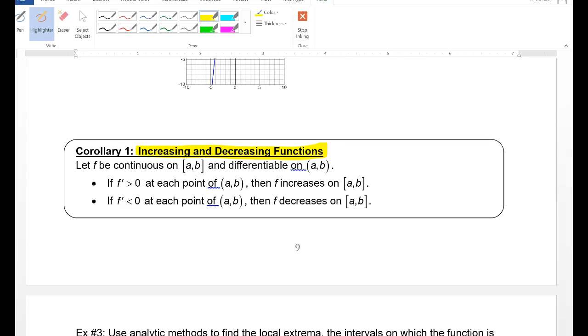So what does that mean? Well, we did this on a number line. When the derivative's greater than 0, the function's increasing. If the derivative's less than 0, f is decreasing. Okay? That's real simple.